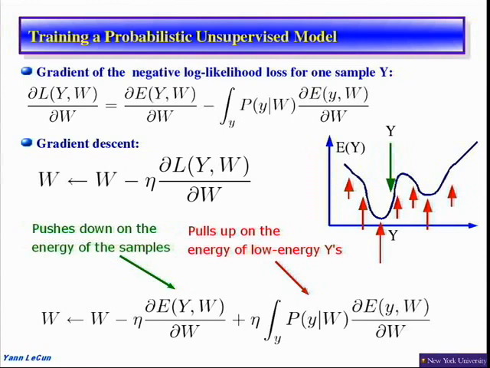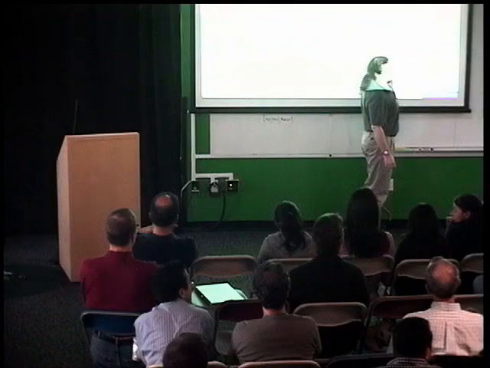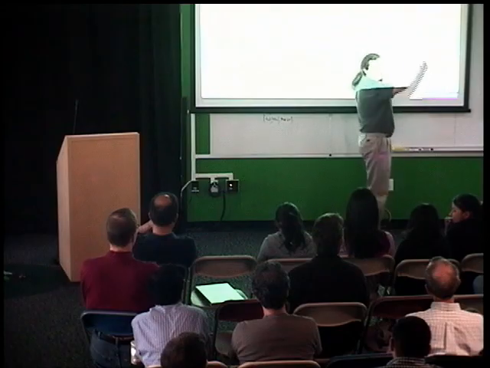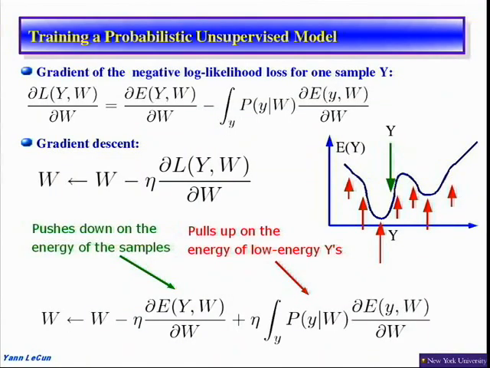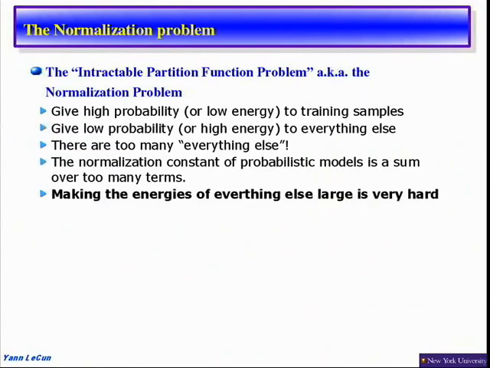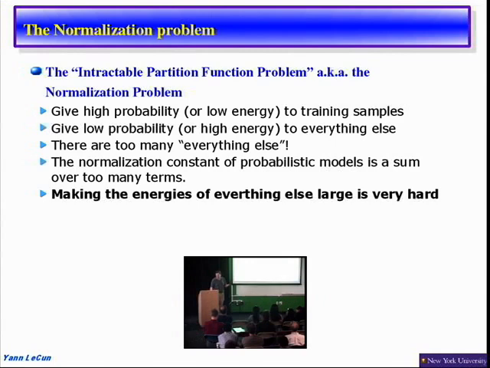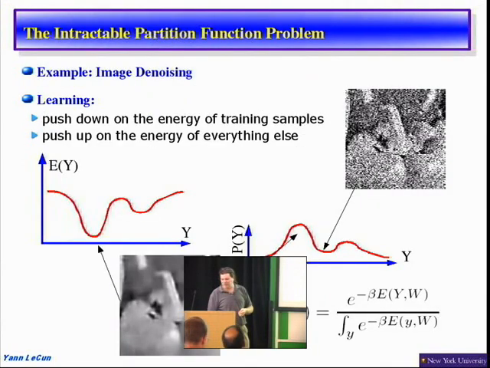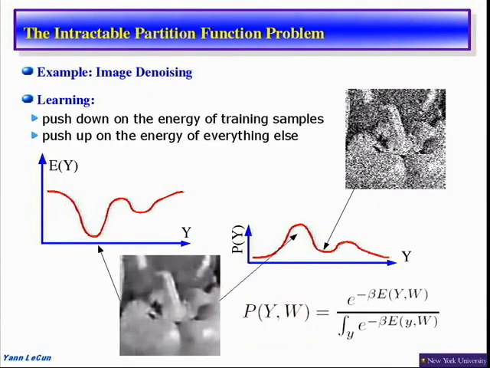So basically what this will do is push down on the energy of the current training sample and push up on the energy of everything else. And the problem is that making the energy of everything else large is horribly complicated because there are just too many everything elses. So that's what we call the normalization problem that the machine learning community has been struggling with for years. But if we had a model like this, it would be really cool.